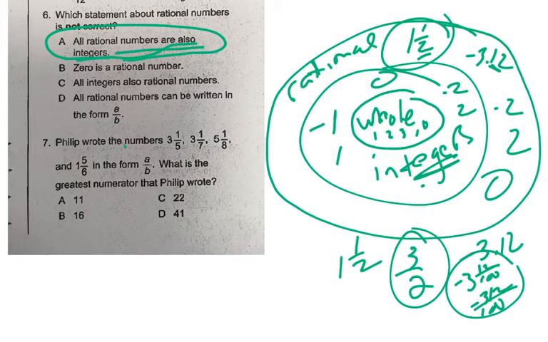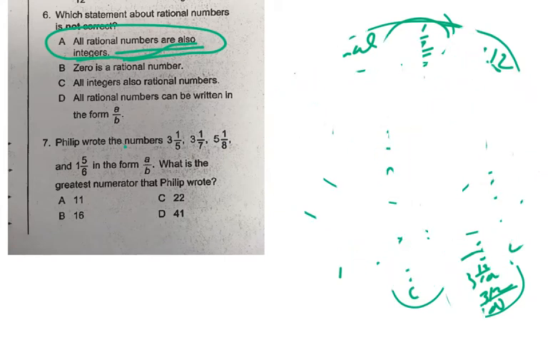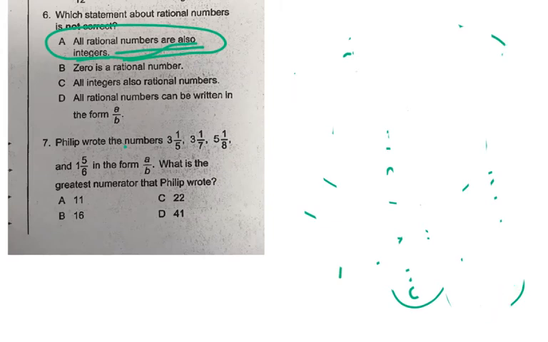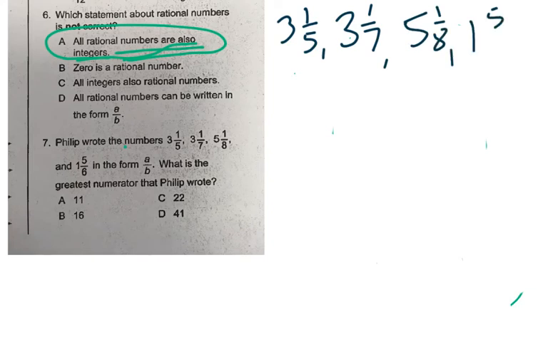Okay. Now, let's look at number 7. Get rid of this. So number 7 says, Philip wrote the numbers 3 and 1/5, 3 and 1/7, 5 and 1/8, and 1 and 5/6. They want to know the biggest numerator he wrote because these have to be in A/B form. So all I'm going to do is take all of these mixed numbers and turn them into improper fractions.